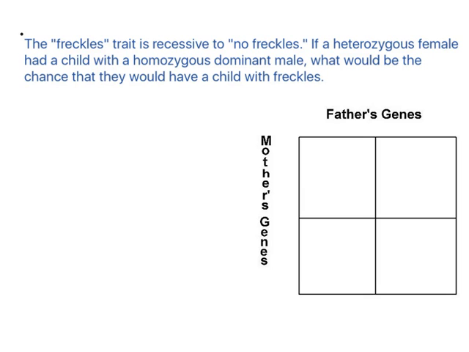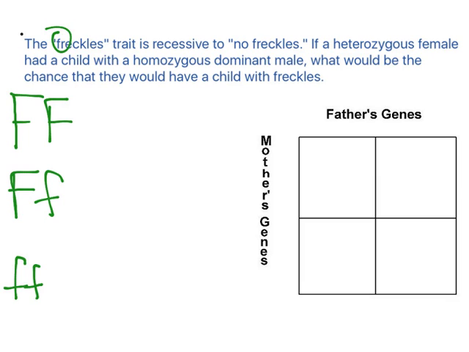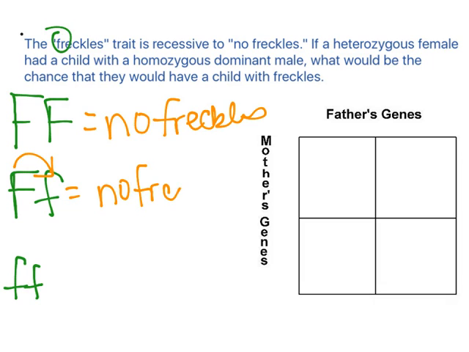Okay, so we'll start with our homozygous dominant. And I would like to use an F because freckles starts with F, and F is pretty easy to use. So I'll use a large F, that's my homozygous dominant. Large F, small f is my heterozygous genotype, and small f is my homozygous recessive genotype. Large F would stand for no freckles, because no freckles is the dominant trait. Large F, small f, our heterozygous genotype, remember the big F overtakes the small f, so this again would be no freckles.